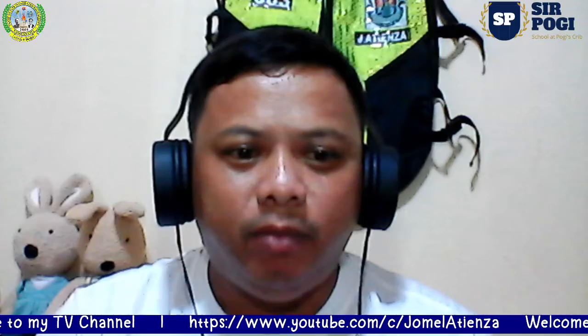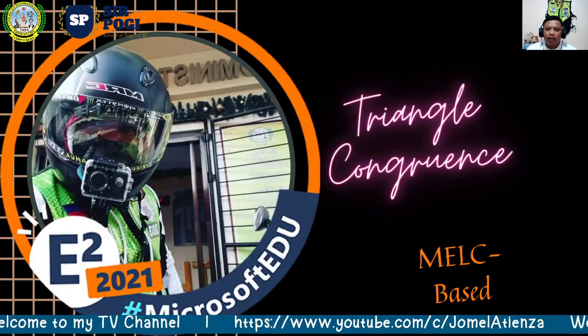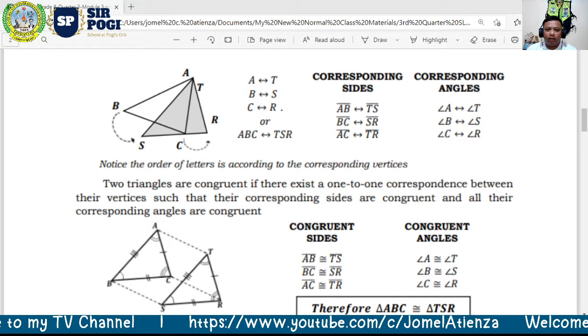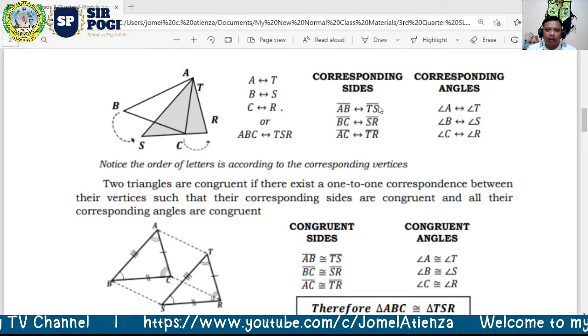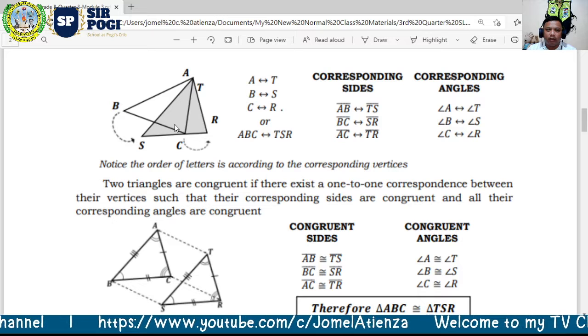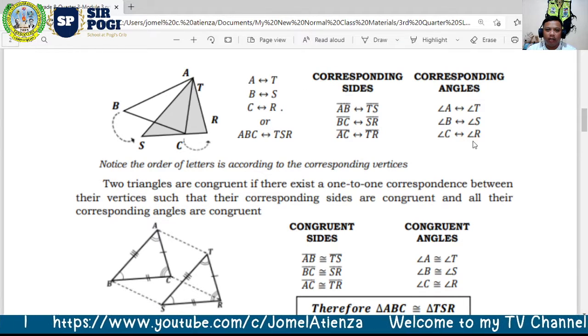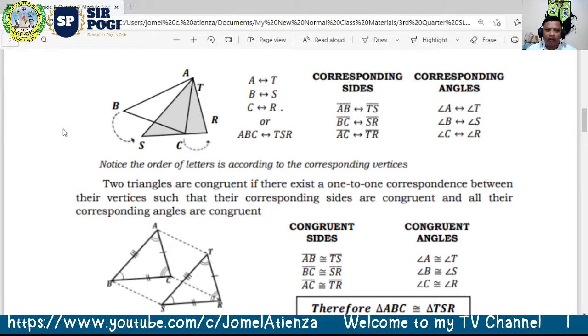So for today's video, we are going to tackle triangle congruence. That is based on our Malka. When we say triangle congruence, we have two triangles, and these two triangles have corresponding sides and corresponding angles, as you can see in our illustration.